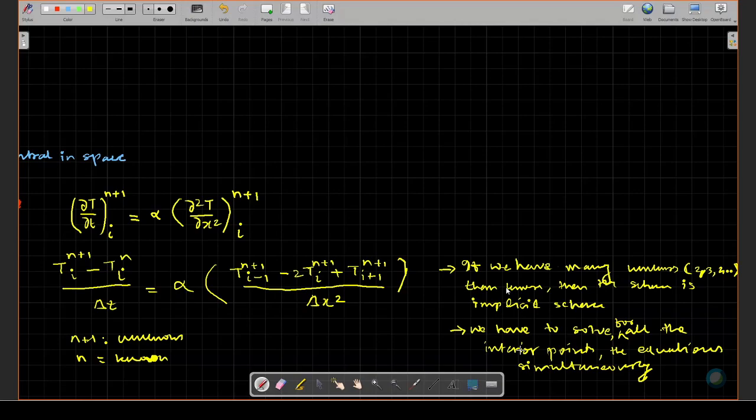And boundary condition, discretization, these things will remain the same except this change. Boundary condition again, you will have the same, and we would like to solve these equations.